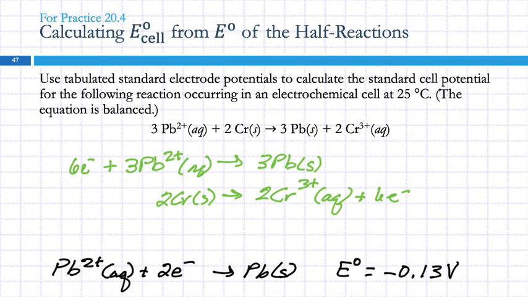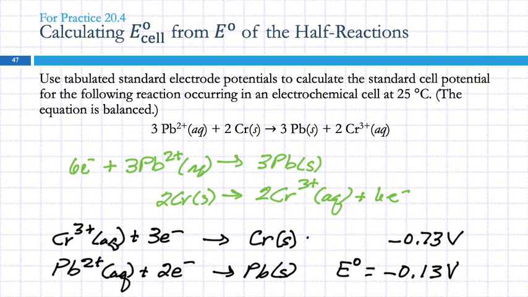Okay, and then I'm going to look for chromium, and you have to be careful and make sure that both sides match, because the chromium 3+ can go to chromium or chromium 2+, and here we want it to go to chromium, so it shows me the reduction half reaction. That's negative 0.73. So, note to self, take a picture of that in the book and paste it in there.